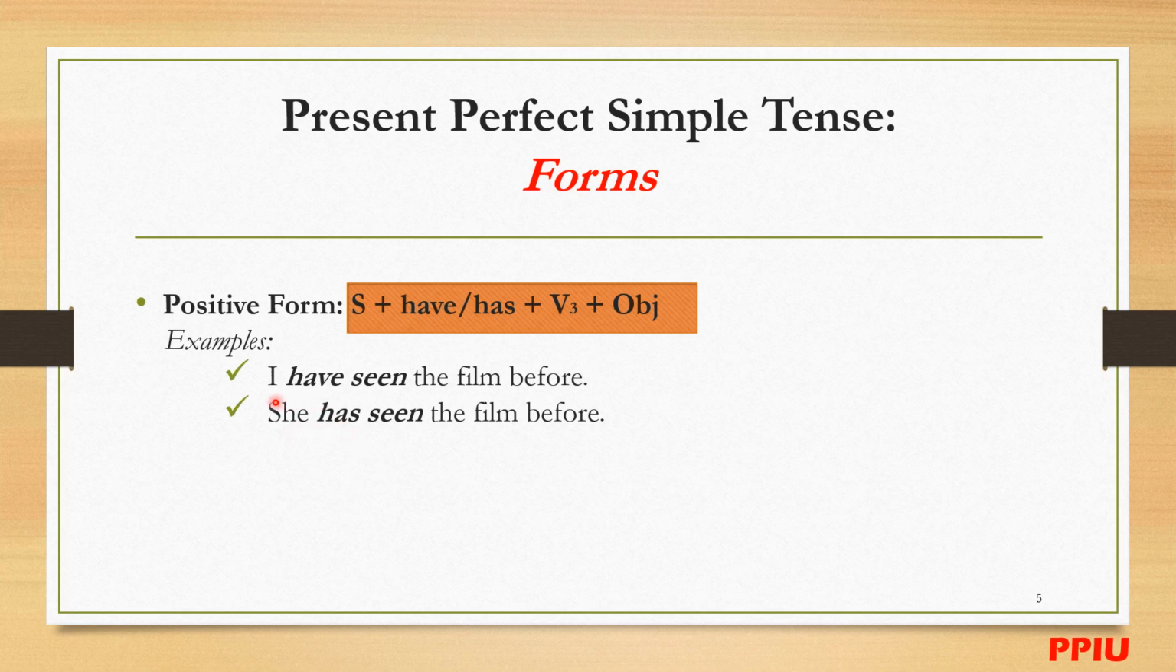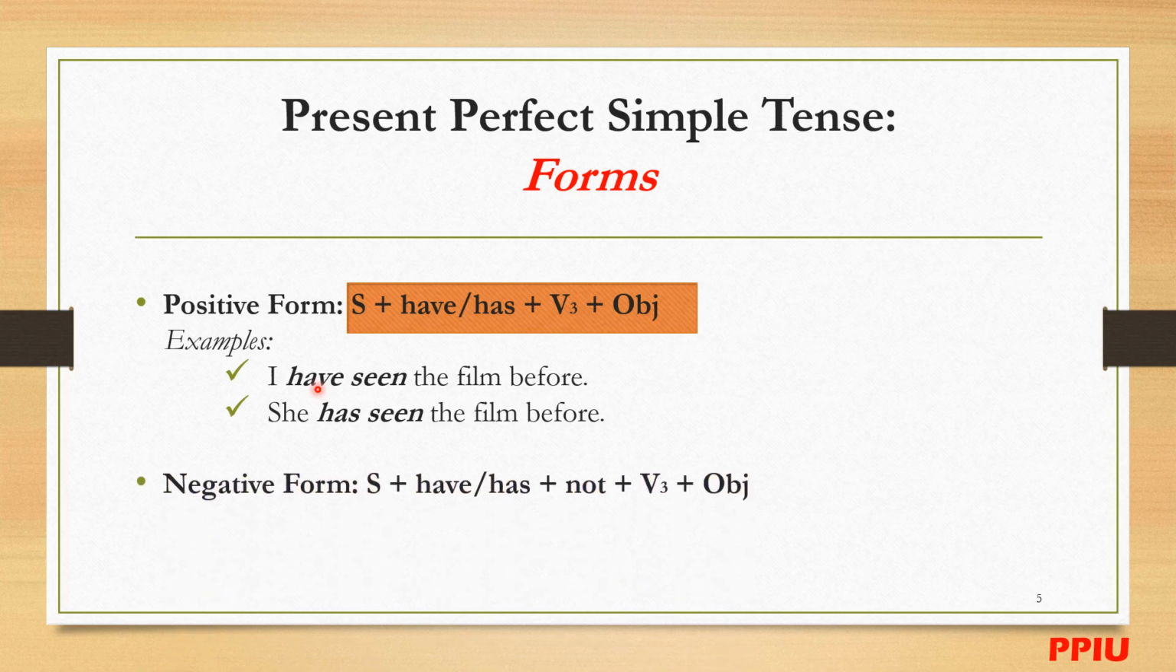Since she is the third person singular, he, she, and it, we usually use it with has. Are you with they? I use with have here, right? So remember this one: he, she, it are used with has. Are you and they just use with have.